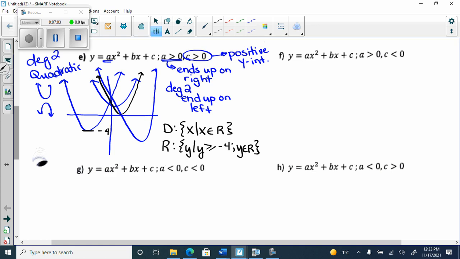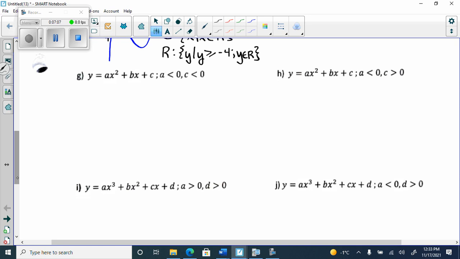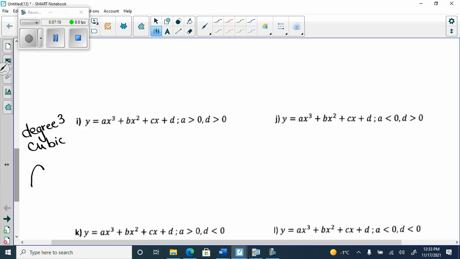Okay, then we're going down to I. What's the difference in I? It's a degree 3, also known as a what? Cubic. And remember that degree 3 or cubics have either two turning points, like a max or a min, or they have this. What's this called? Point of inflection.